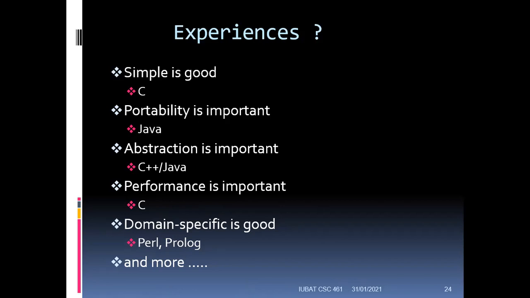For example, if you take the Java programming language, you will get many advantages such as portability and abstraction, but the performance will not be as good as C. So it doesn't matter which language you choose, there are some pros and some cons. It depends on your project.